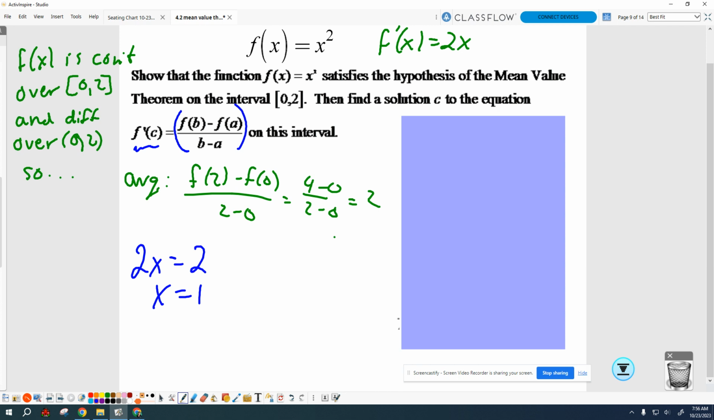So when x is 1, if they were asking for the coordinate, which is uncertain, usually they just want the x value. What is the coordinate? Because we can find it. 1, 1.